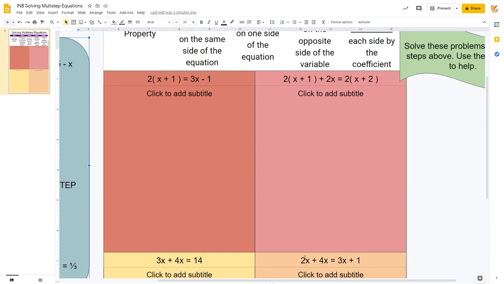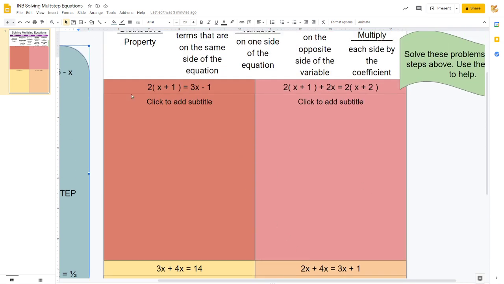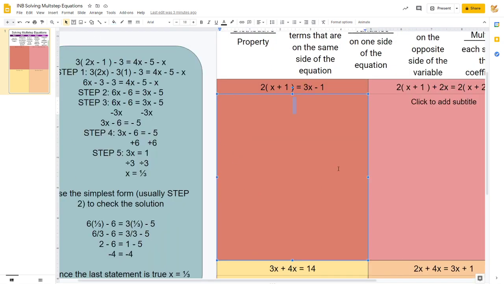Now we're going to practice those with these two up here. So our first step is to distribute the 2 to both the x and the 1. So 2 times x is 2x.